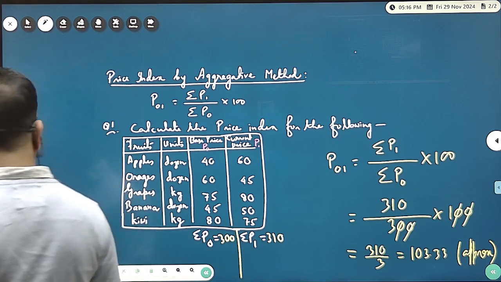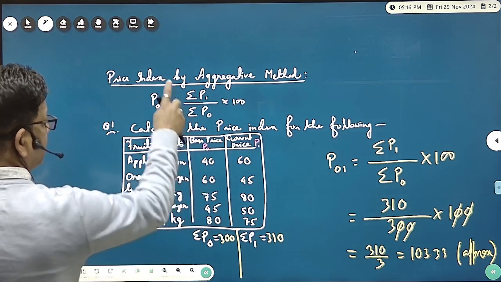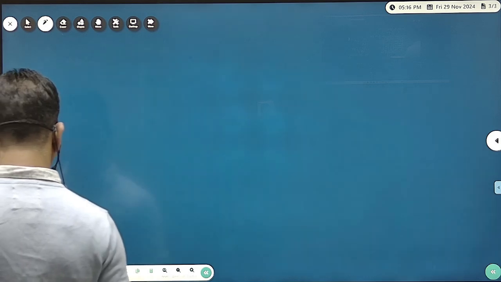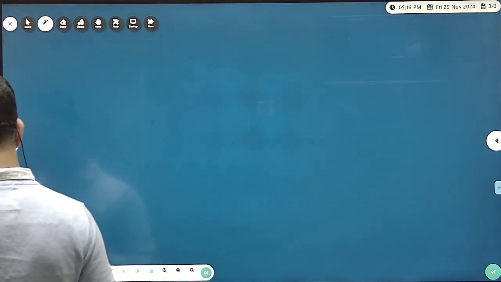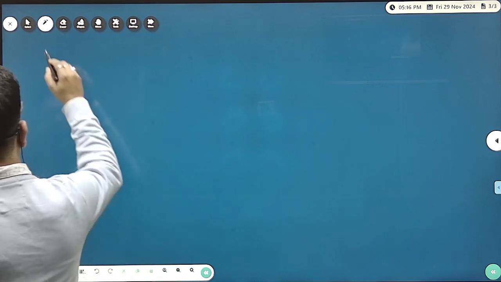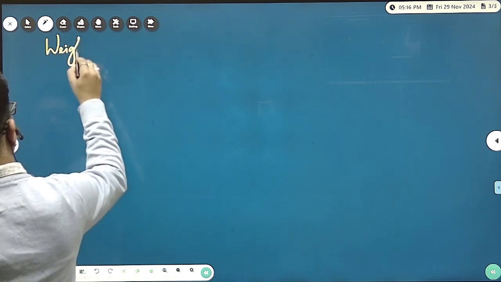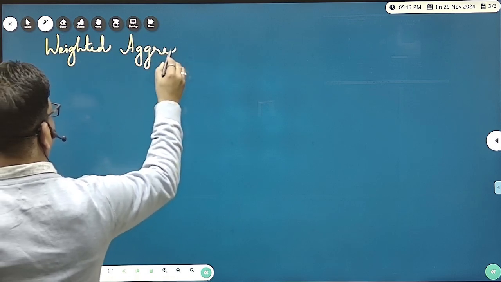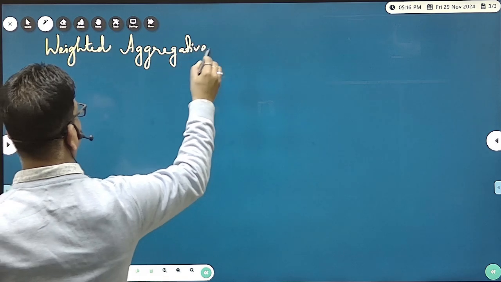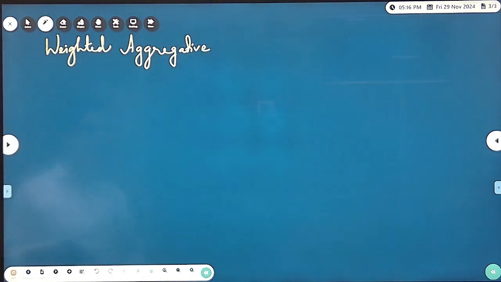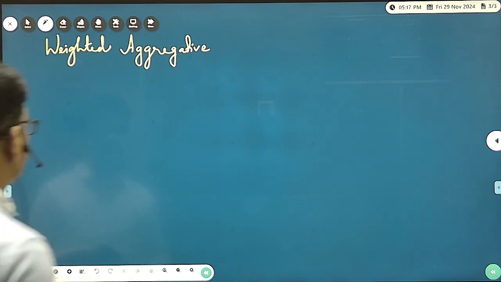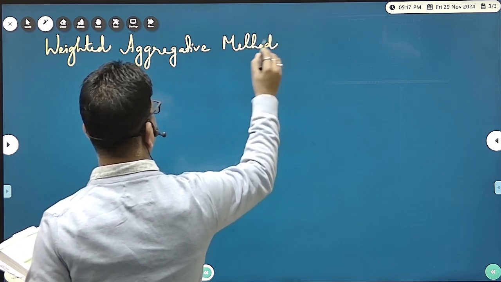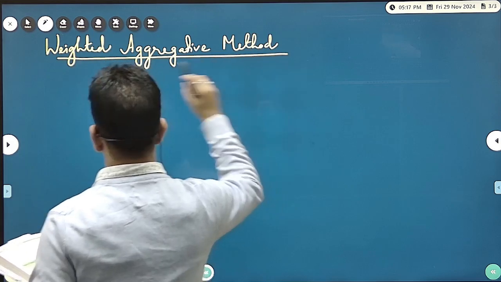So what question comes? If this tabular representation is there, find the price index. So this is what the method is. One table comes and you have to answer accordingly. So I am going to write the next one, which is the weighted aggregative method. Here the weight of each item, that is the quantity, is to be taken. So the weighted aggregative method is almost similar. I'll let you know where the difference is.